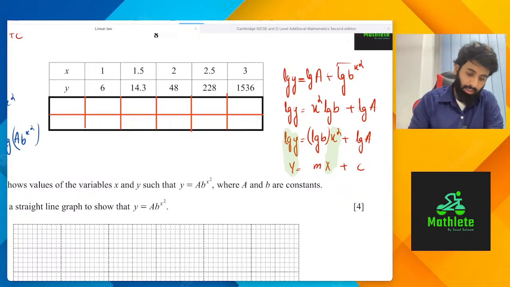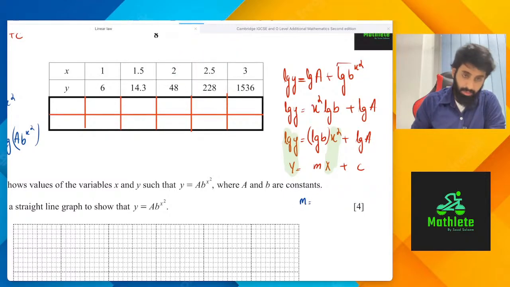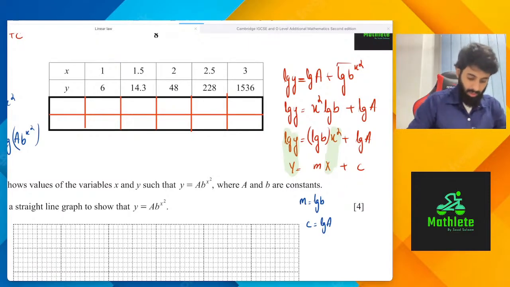The gradient will be equal to LGB, which is then going to help us find out the value of B, and whatever our y intercept is graphically, that's going to be equal to LGA, which is going to help us find out the value of A.